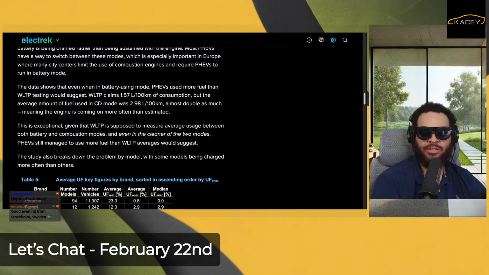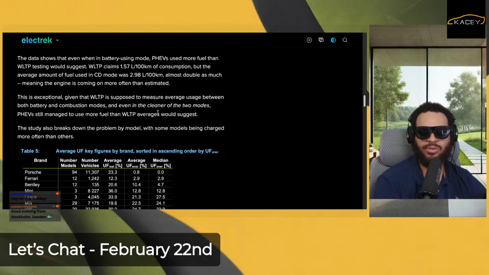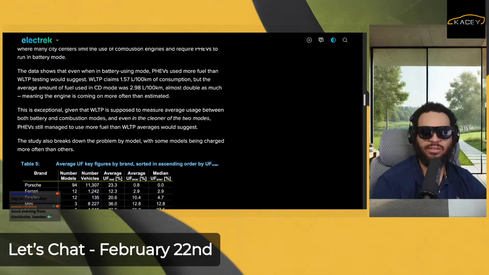The data shows that even when in battery using mode, PHEVs use more fuel than the WLTP testing would suggest, which suggests 1.57 liters per 100 kilometers. But the average amount of fuel used in charge depletion mode was 2.98 liters per 100 kilometers. So not as bad as the other mode, but goodness gracious. Almost double, meaning the engine was coming on more often than estimated. This is exceptional given that WLTP is supposed to measure average usage between both. I wonder if they've uncovered a cheating ring like we saw with Volkswagen and the others.